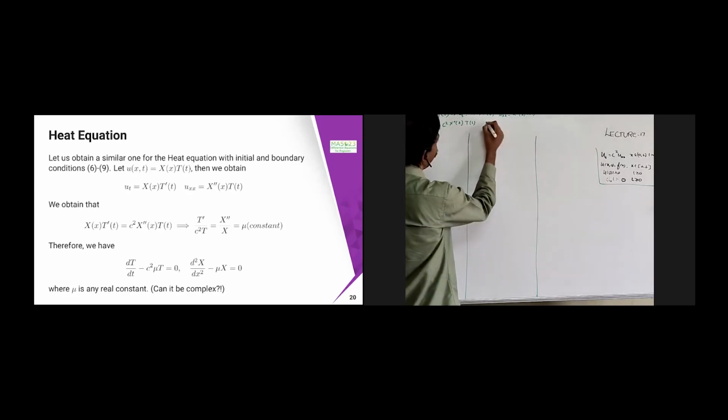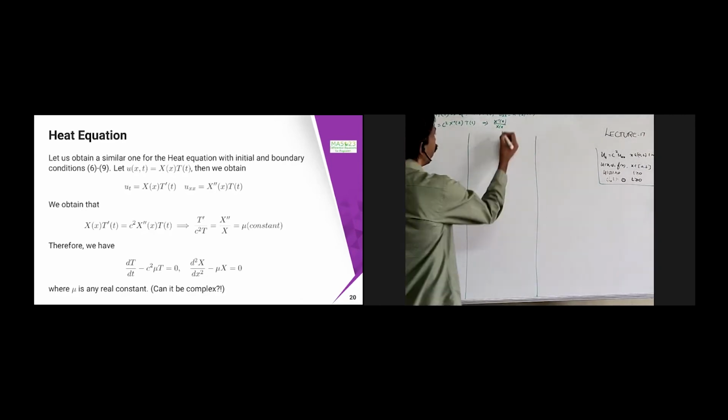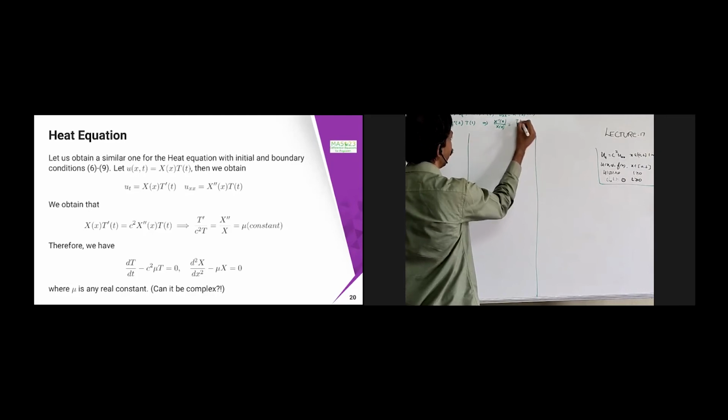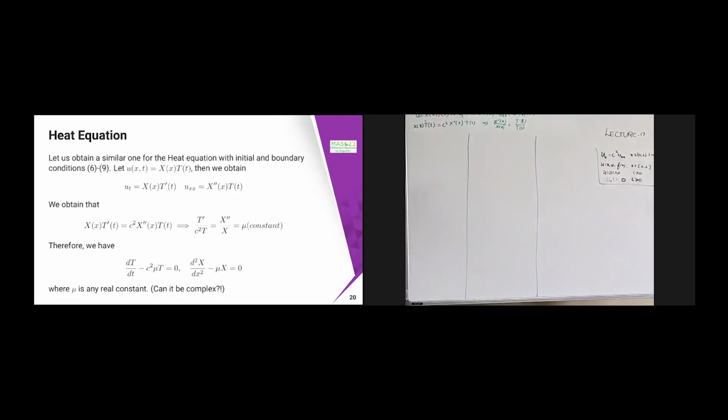So if I divide this, again I'm going to have X double dash of x divided by X of x, equal to T dot of t by T of t. I'm going to put the c square, which is missing, so c square I'm going to keep it here, 1 by c square.